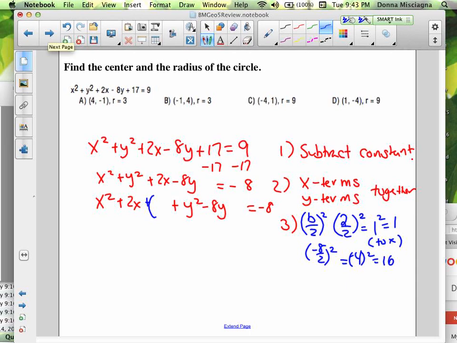So we've added to this side 2 divided by 2 squared, and we've added to this side negative 8 divided by 2 squared. So if we add those things to one side of our equation, we have to add it to the other. So we did add in a 1 and a 16. All right, so let's just make this a little nicer.